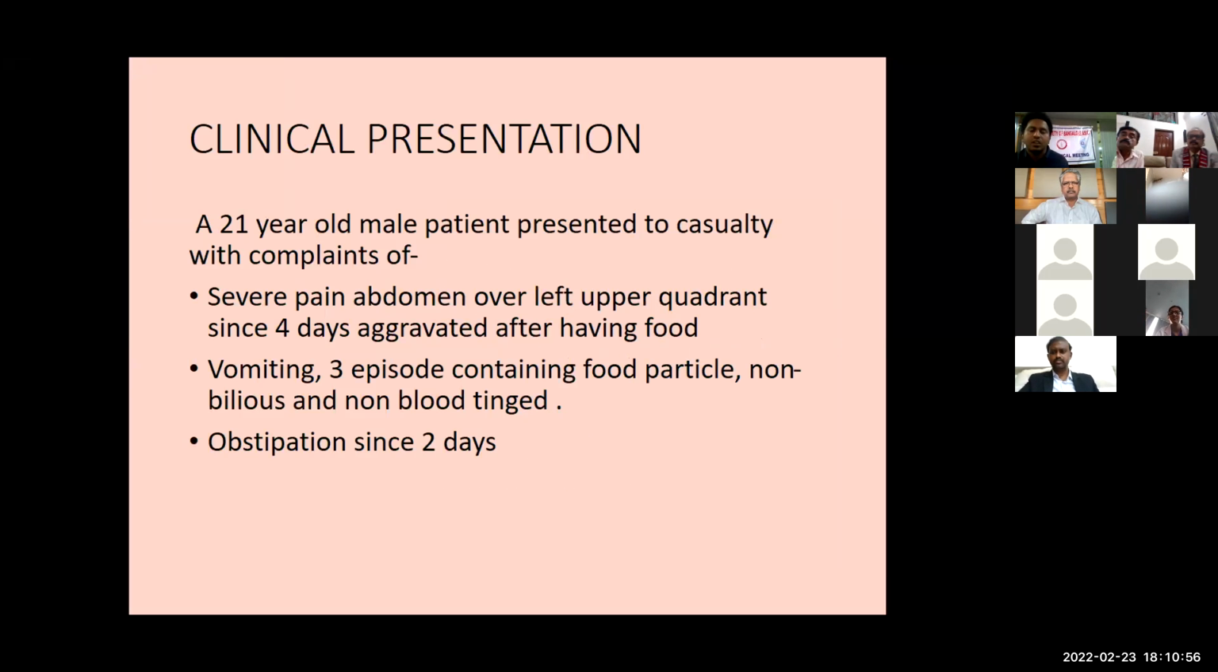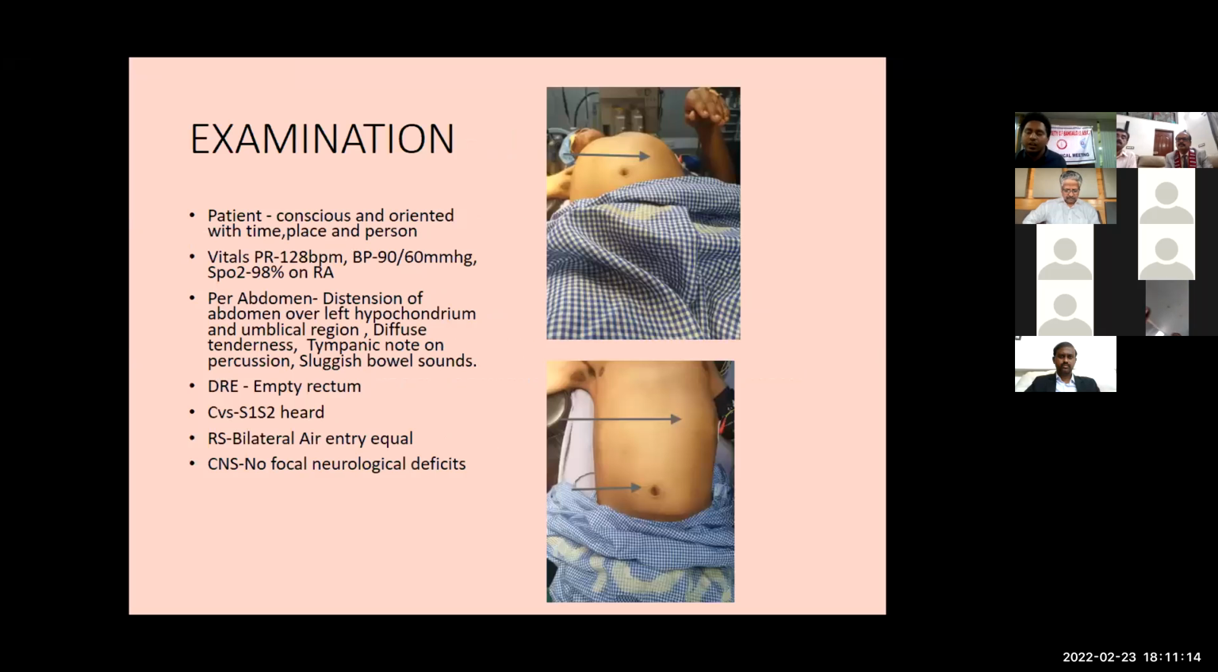Clinical presentation: a 21-year-old male patient presented to casualty with complaints of severe pain abdomen over the left upper quadrant since 4 days, aggravated after having food, and vomiting, 3 episodes containing food particles, non-bilious and not blood-stained, and constipation since 2 days. On examination, the patient was conscious and oriented, tachycardic and hypotensive. Abdominal examination shows distension of abdomen over the left hypochondrial region and umbilical region, and diffuse tenderness was noted. Tympanic note on percussion, and auscultation shows sluggish bowel sounds. Digital rectal examination shows an empty rectum, and other systemic examinations are within normal limits.